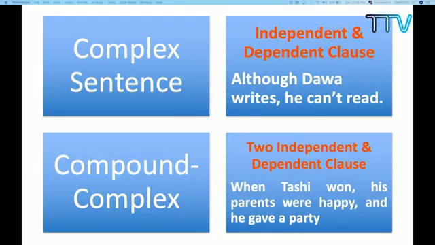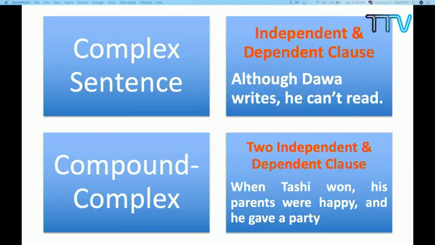His parents were happy. This is an independent clause because it does not have to depend on another. It makes complete sense. And in a compound complex sentence, not just one independent clause, there should be two independent clauses. Now let us see the next independent clause. And he gave a party. Now, this is the other independent clause.